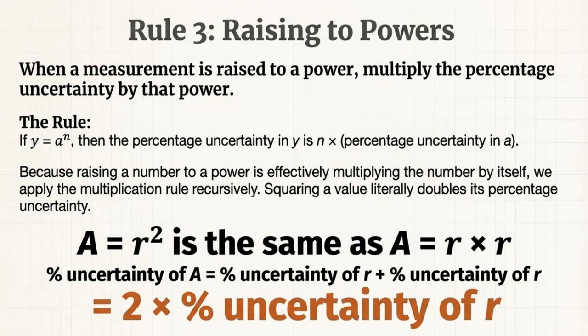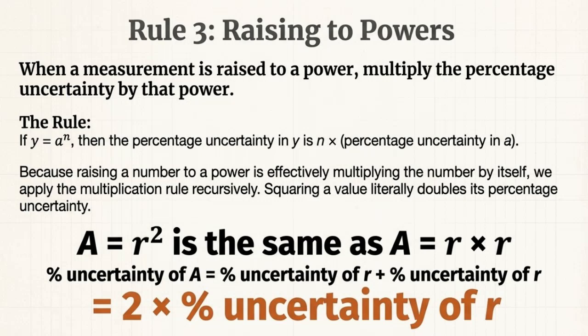Now, let's look at how uncertainties behave when we raise a measurement to a power. The key idea here is that when you raise a value to a power, you multiply the percentage uncertainty by that power. For example, if we have y equal to a raised to the n, then the percentage uncertainty in y is n times the percentage uncertainty in a. This makes sense because raising a number to a power is like multiplying that number by itself repeatedly. So if you square a value, you're effectively doubling the percentage uncertainty.